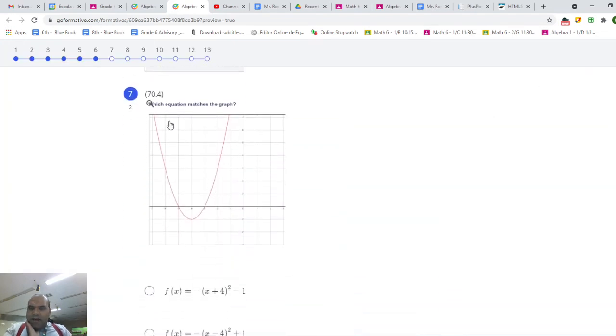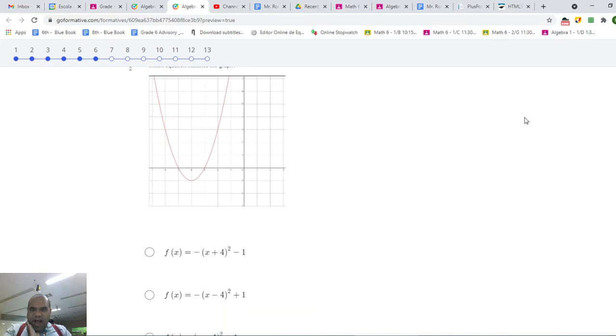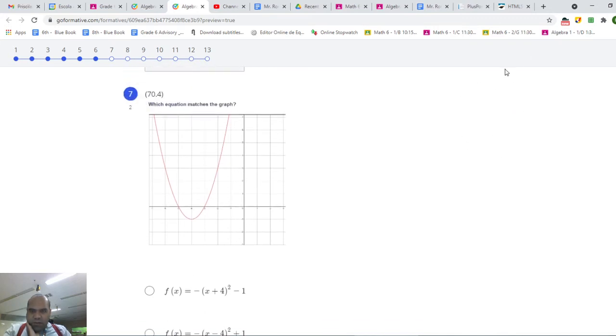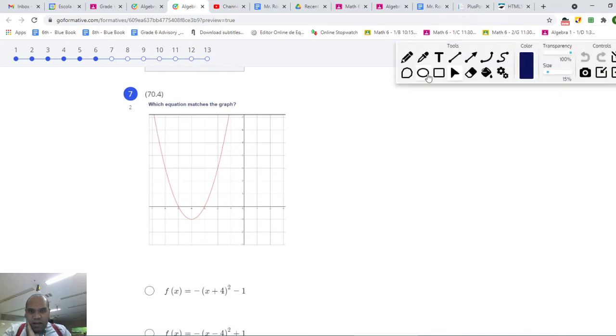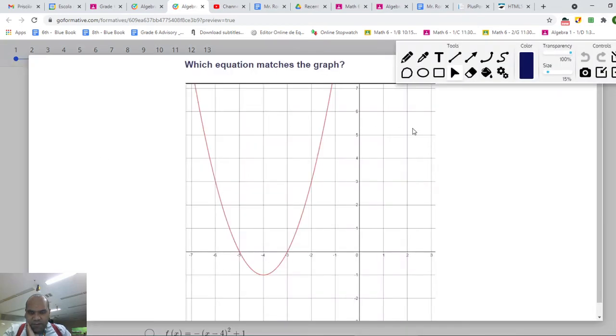Number 7, guys, I give you the graph. Let's figure out the solution here. Which equations match the graph? Guys, since we're looking at a graph here, I will zoom in. Where is my vertex? Guys, look for the vertex.